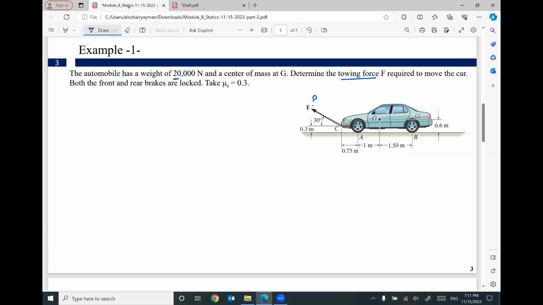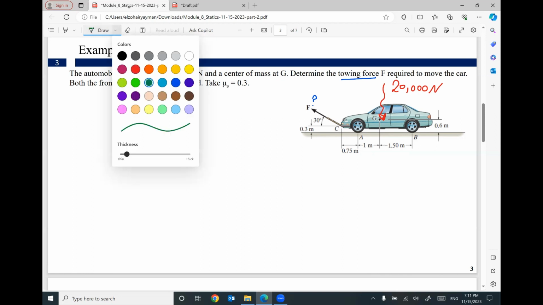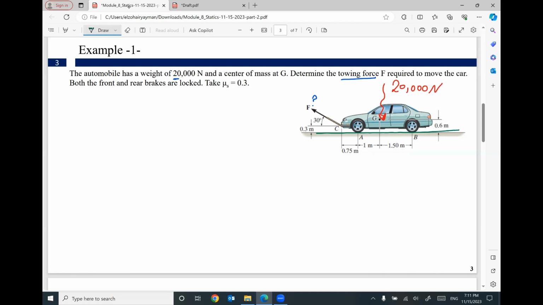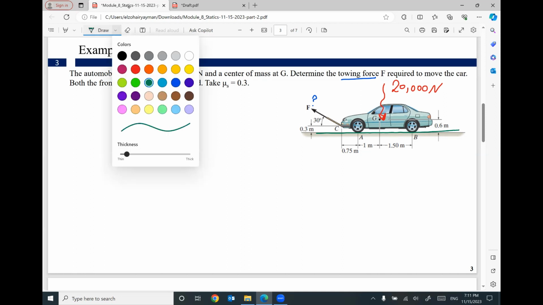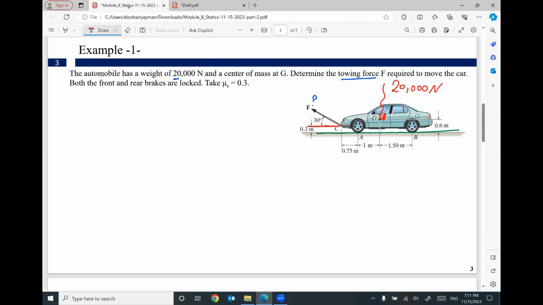Keep in your mind, this car has a weight of 20,000 Newton, and the surface of contact is a horizontal surface, this one. I have to break any force into two components, one parallel to the surface and one perpendicular to the surface. This is the reason why I will break F into two components: F cosine 30 and F sine 30. The two components, one parallel to the surface of contact and one perpendicular.